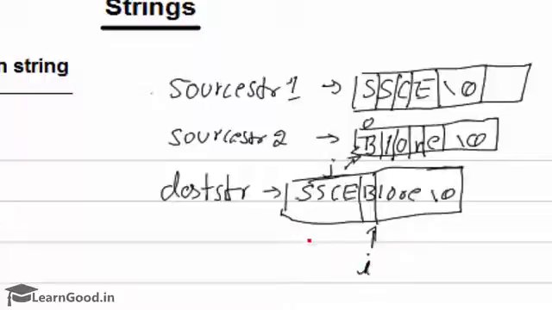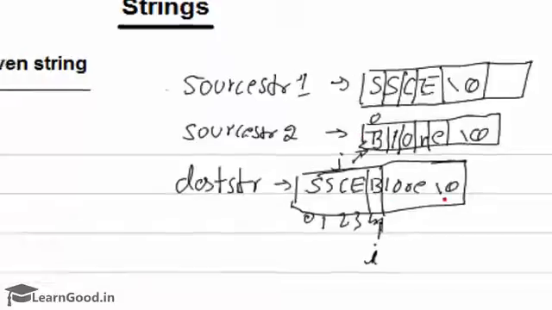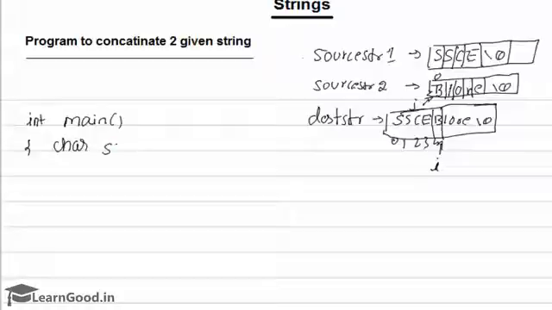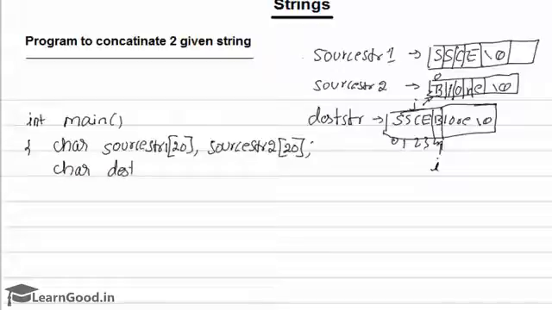But i shouldn't be brought back to the 0th place. i will be at the same index. This index number is going to be 0, 1, 2, 3, 4. At index number 4, i will be pointing from there, and the source str2 value has to be copied. So I'll write the complete code and then explain it. Take two source strings, source str1 of 20, second one source str2 of 20, and take up a destination string, dest str of 40 characters.